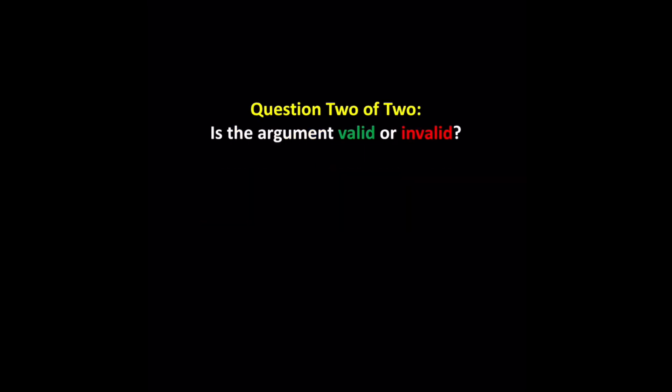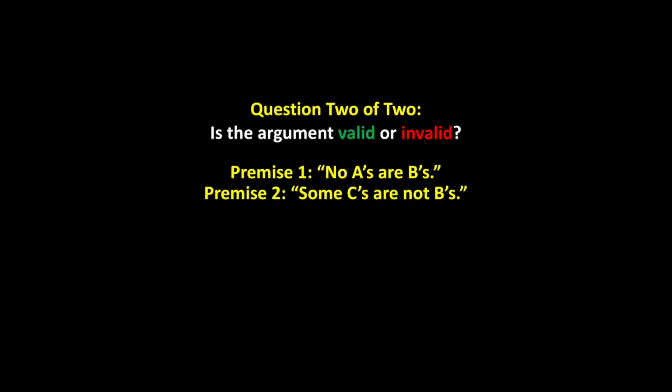Question 2 of 2, is the argument valid or invalid? Premise 1, no A's are B's. Premise 2, some C's are not B's. Conclusion, thus some C's are not A's. Is it valid or invalid? Does the conclusion necessarily follow from those two premises?